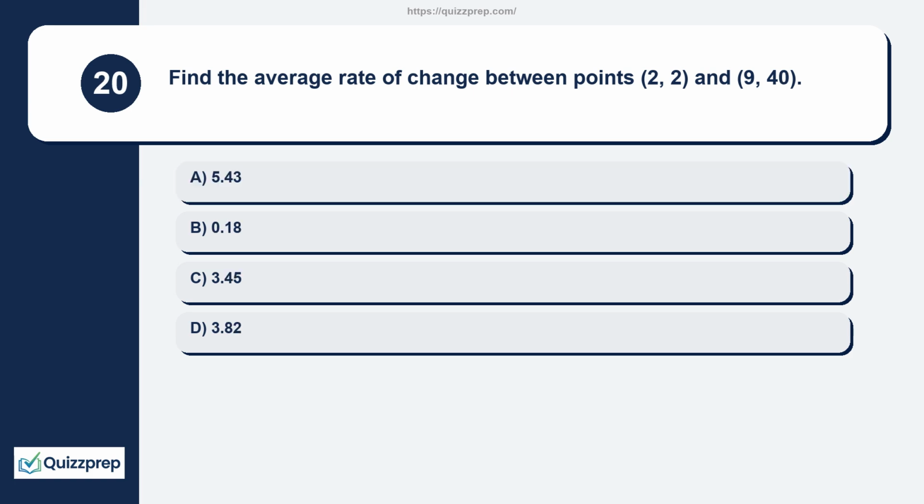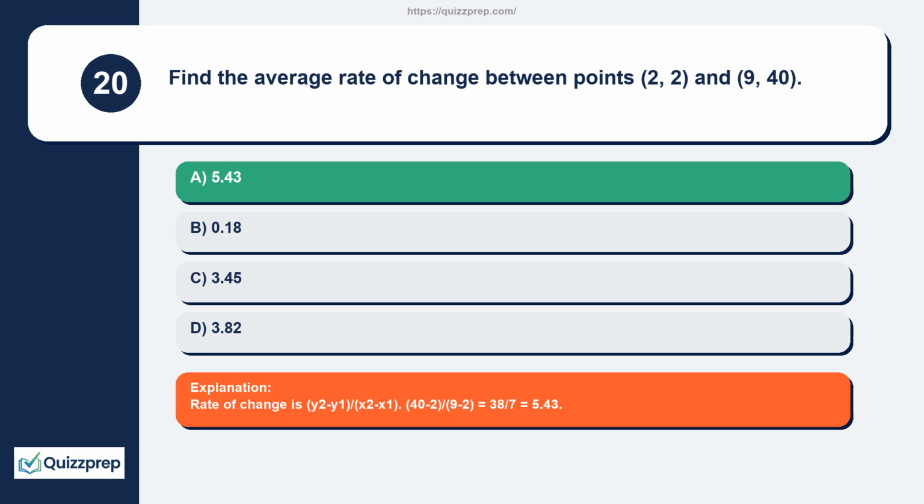Question 20. Find the average rate of change between points (2, 2) and (9, 40). Options: 5.43, 0.18, 3.45, 3.82. Rate of change equals (y2 - y1) / (x2 - x1). 40 minus 2 over 9 minus 2 equals 38/7 equals 5.43.